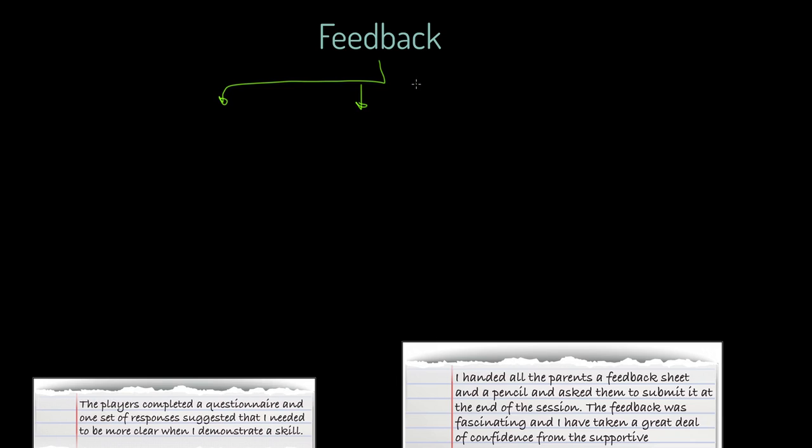As far as we're concerned, there are 4 types of feedback. So the first form of feedback is from participants. So think about that for a second.